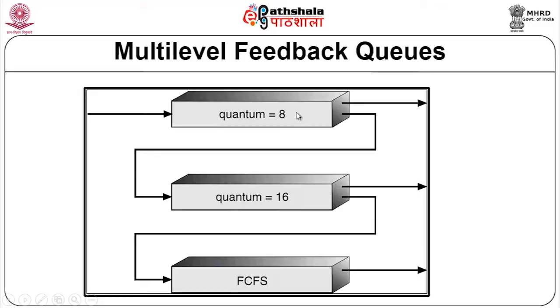But if it is not finishing within its time quantum, it is moved to a lower priority queue, and always this queue is given a higher priority compared to this queue, and this queue is given a higher priority compared to this queue, and so on. Okay. So, here you have multi-level feedback, that is, a process is put into a high priority queue, but is moved to a low priority queue based on the amount of time it uses the CPU.